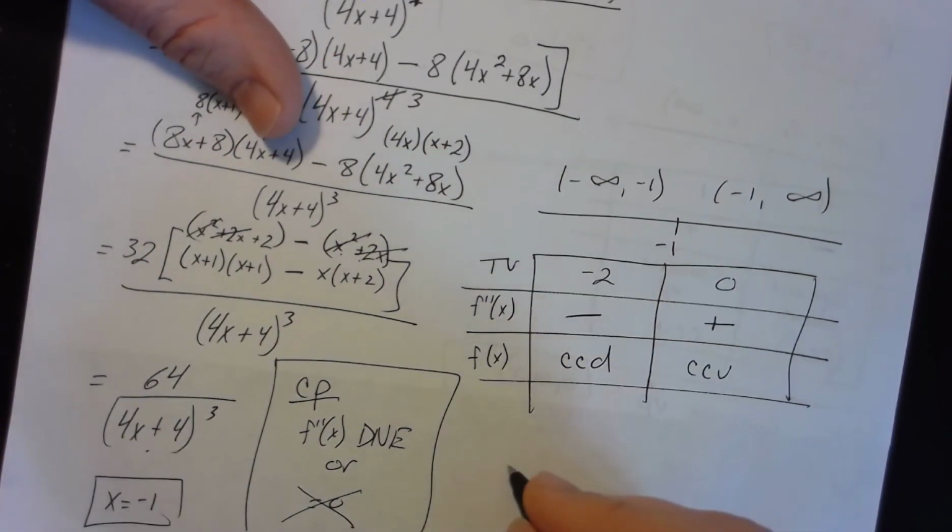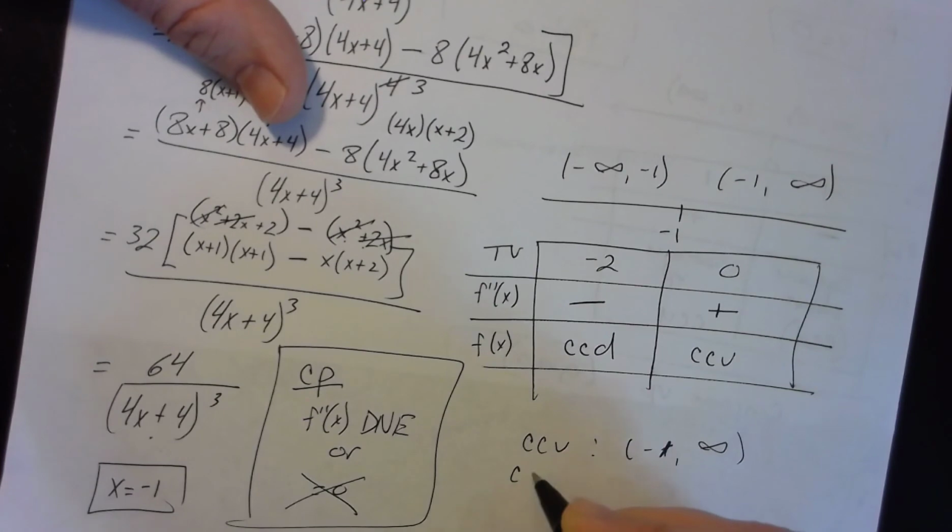This provides me with enough information so that I can say we have concave up on the interval from -1 to infinity, and we have concave down on the interval from -infinity to -1.